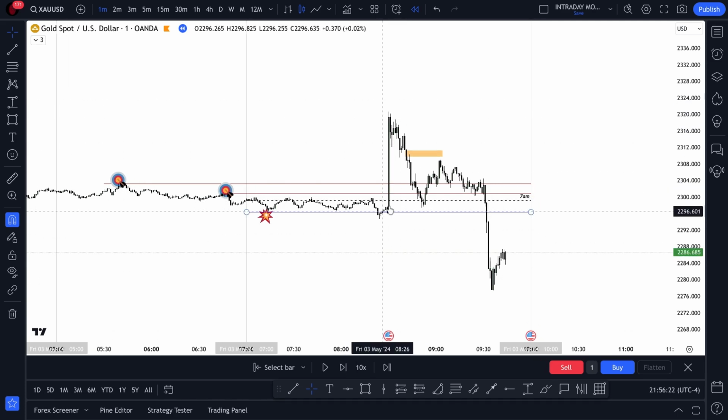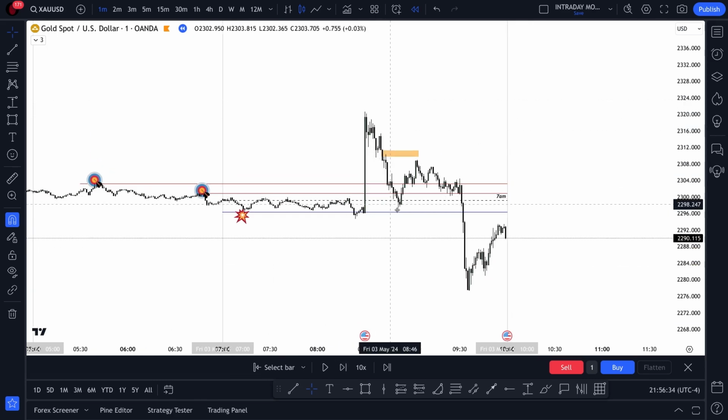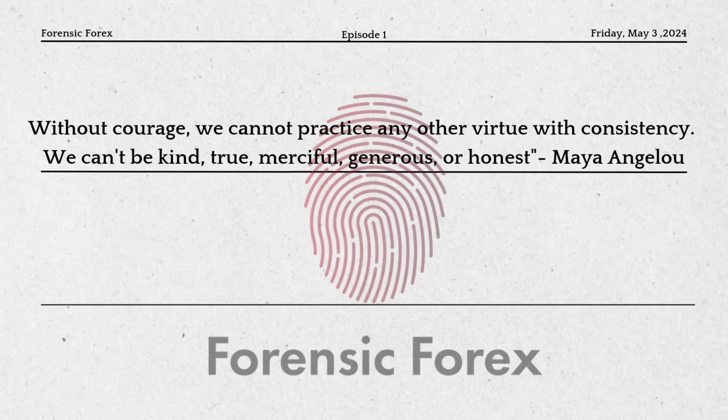So the ones, whoever got long below 7 a.m., yeah, they might be happy. But those that went long up here probably are very frustrated with themselves, stuck in a paradigm shift. Market's going long, then it's going short, then it's going long, then it's going short again. It can be very confusing as a retail trader. And that's it. This brings me to the end of episode 1.